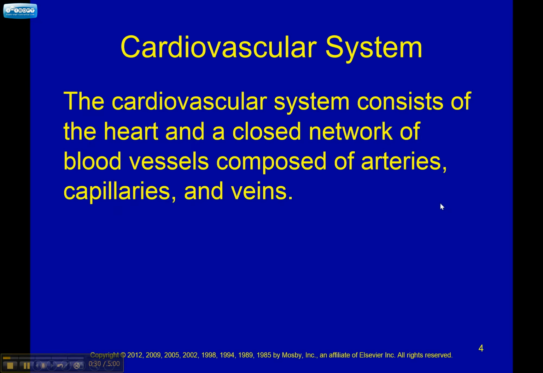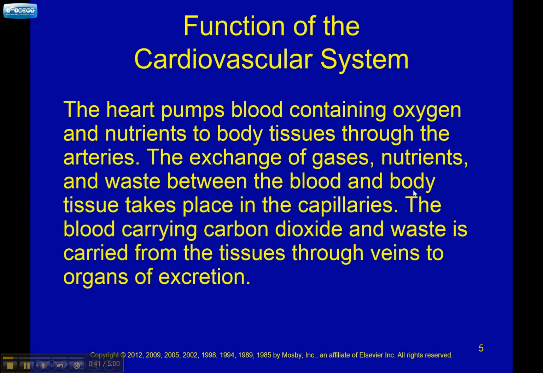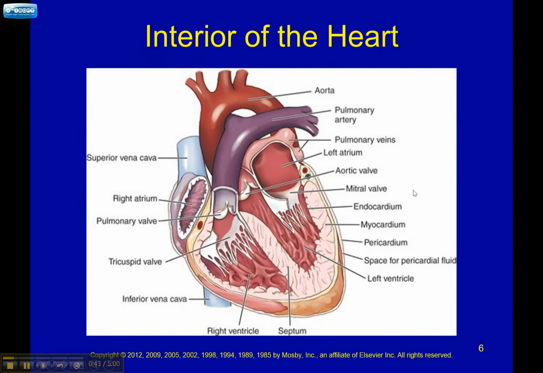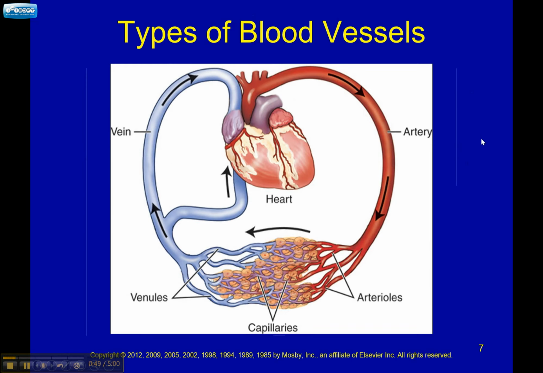The cardiovascular system consists of the heart, a closed network of blood vessels composed of arteries, capillaries, and veins. We touched on this a little bit in our respiratory chapter. When I say you need to know the pictures for the test, this is not the picture that you need to know. This is just way too detailed for a medical terminology class. Instead, this is the picture that I want you to know.